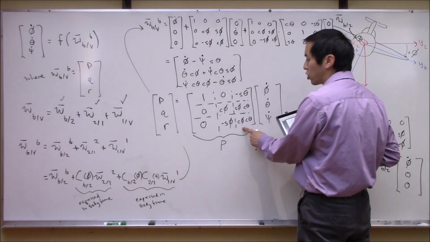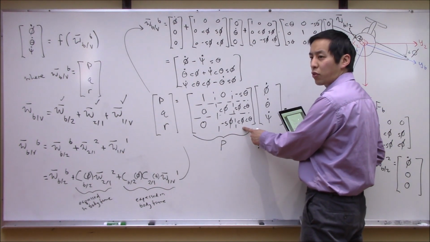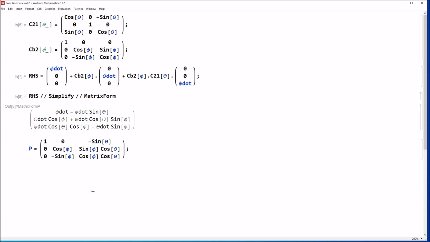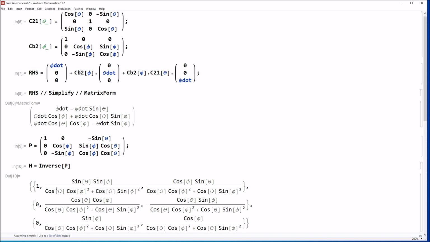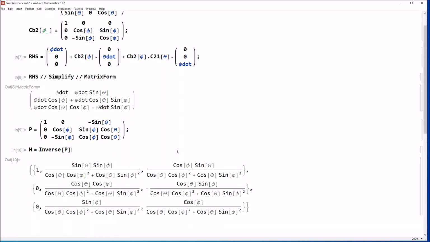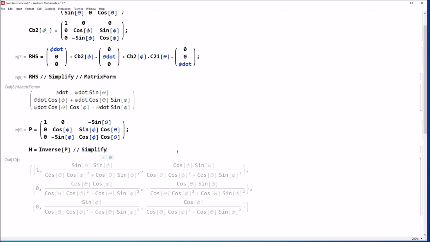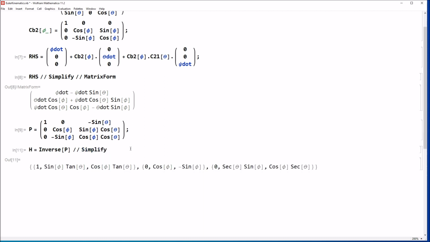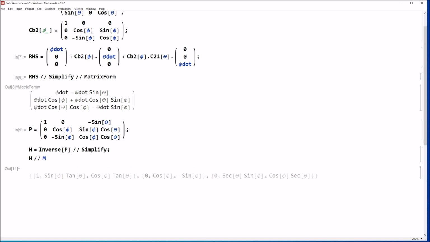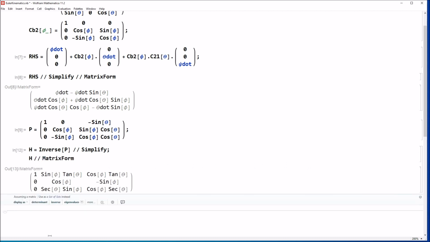But let's go run over to Mathematica and symbolically take the inverse of this 3 by 3 matrix. To save some time, I've just typed this 3 by 3 P matrix into Mathematica, so I'll shift enter that. Now let's take the inverse of P. Maybe I'll call this another matrix H. If I shift enter that, we can ask it to do a couple of trig identity simplifications, so I'll ask it to simplify. Yep, that looks a little better. Let's suppress the output and print this out in nice matrix form. And here we go. This is what that H matrix looks like.